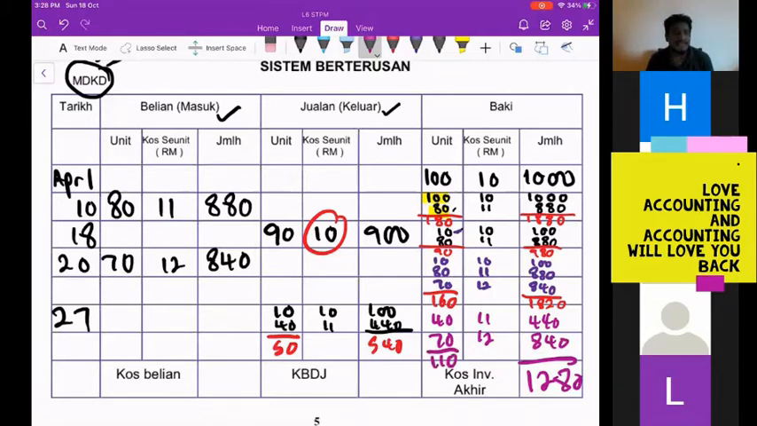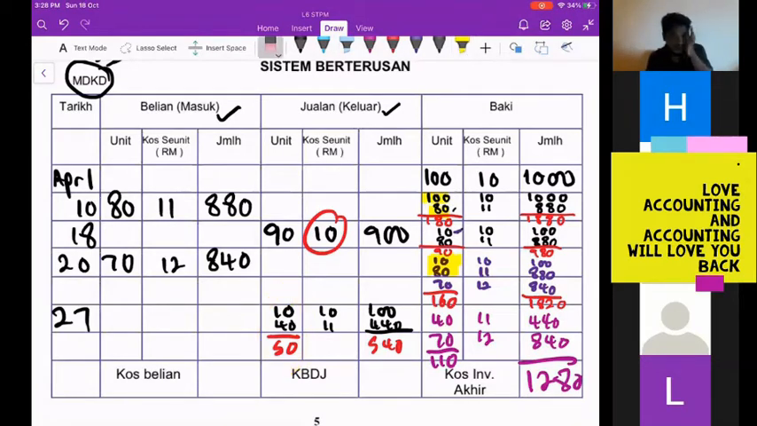Where is the 10 from, sir? Okay, here I need to sell the 50 units. I sell the old one. The old one, I have only 10, so I take this 10. After that, the balance 40 I take from here. So that's how I get a 10. Okay, understand?